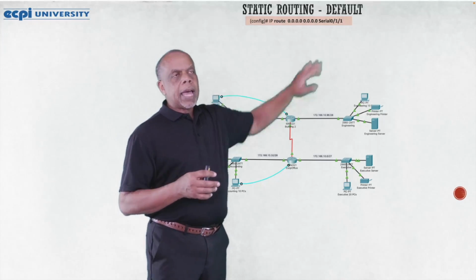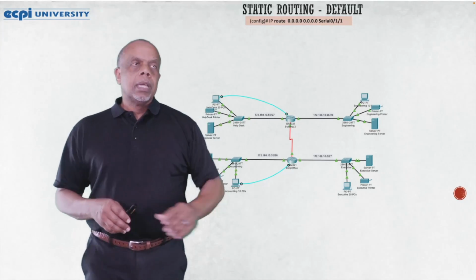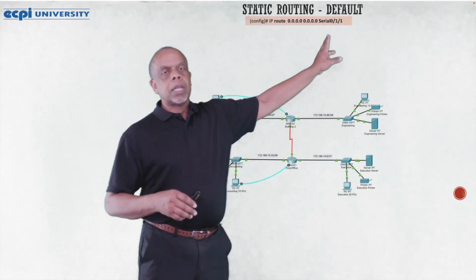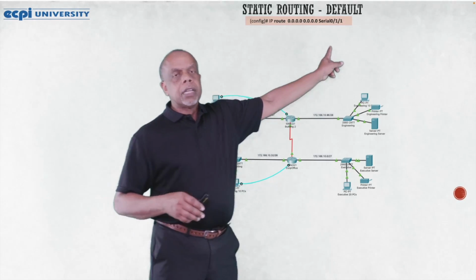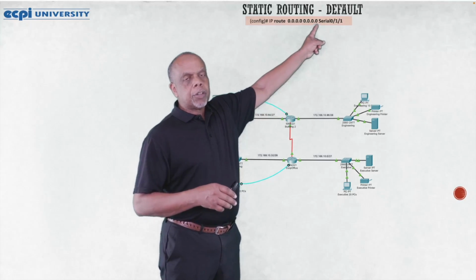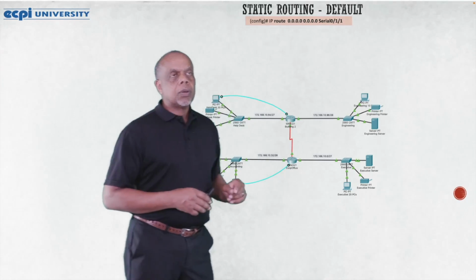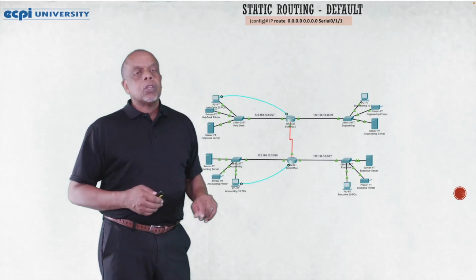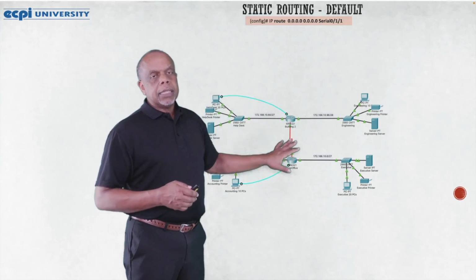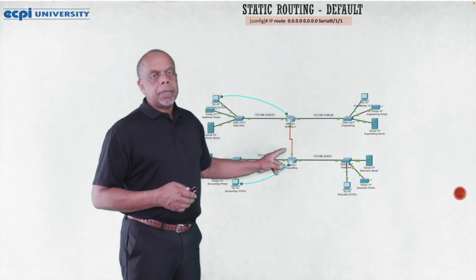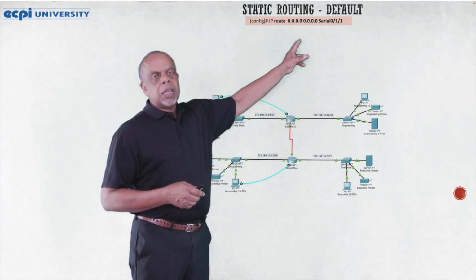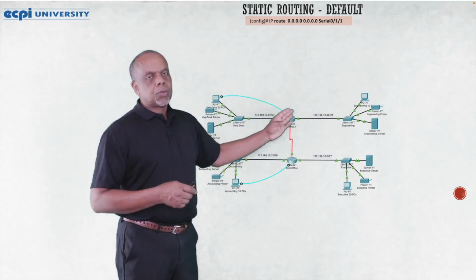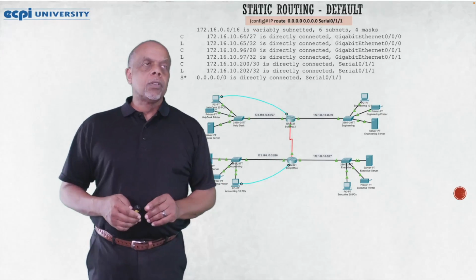Now we can just set up an IP route 0.0.0.0 0.0.0.0, and tell it which interface you want to put that on, the 0/1/1. And we're working with this router right here, okay? So what this will basically do is set up a default route, meaning that any IP address with any subnet will be able to pass through that router. So that's what a default route would look like.